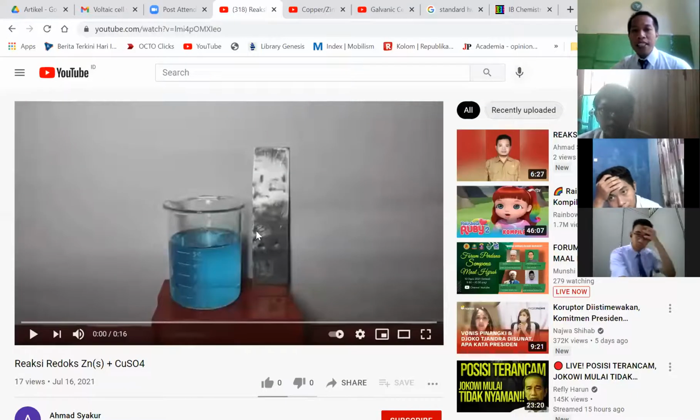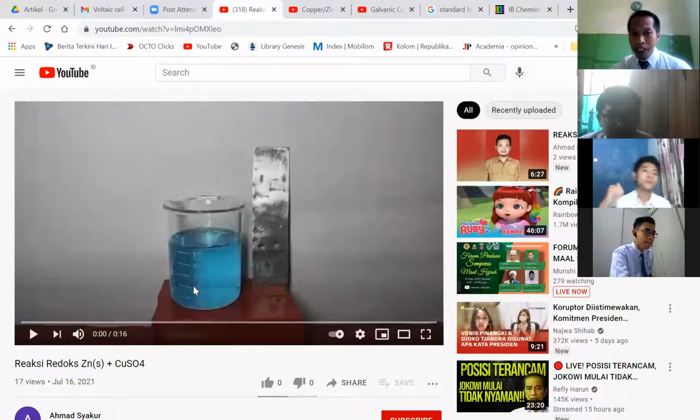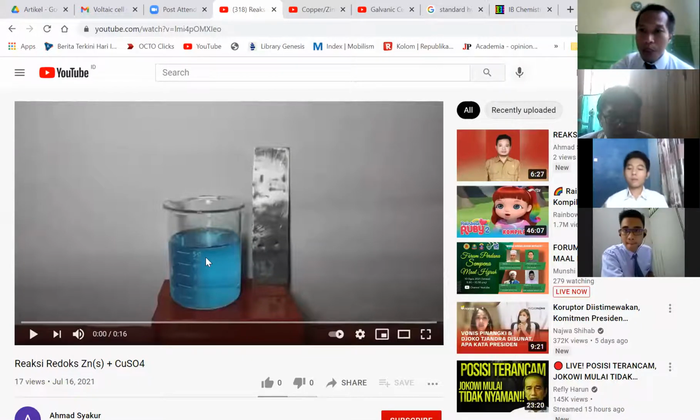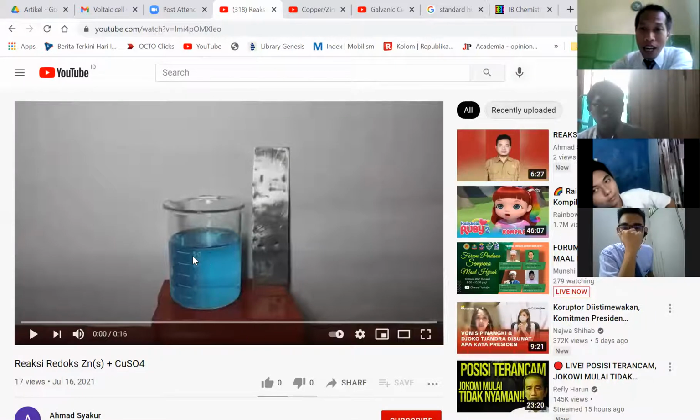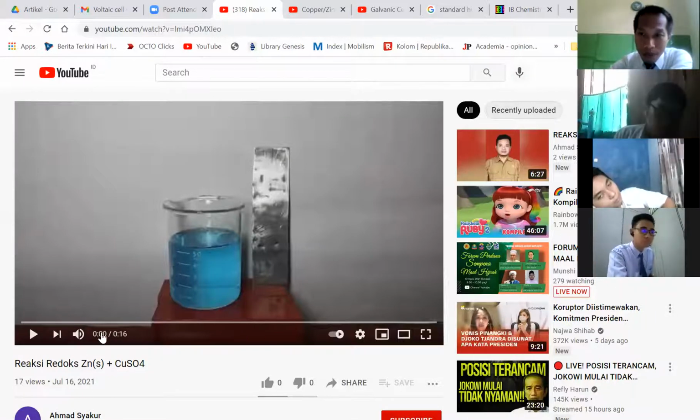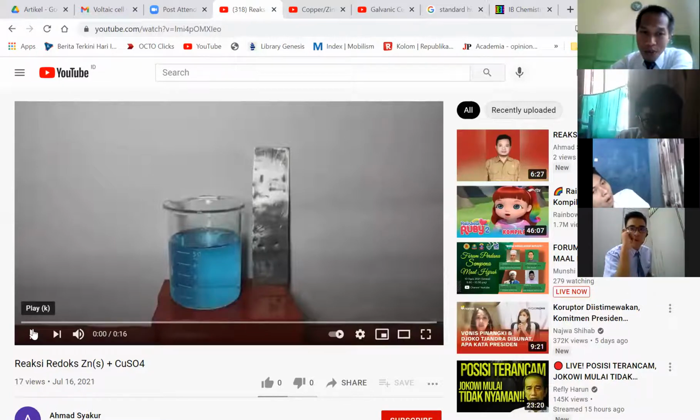Hey guys, we have zinc here, a solid bar of zinc, and we have copper sulfate solution here. The blue solution is the copper sulfate solution. Inside there are copper ions, Cu2+ aqueous, in the solution. Let's see what happens when we react these two things.